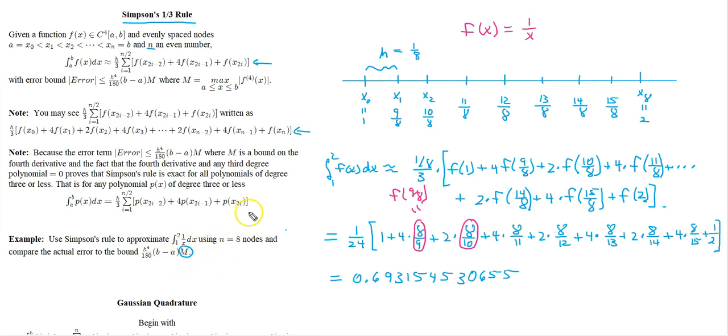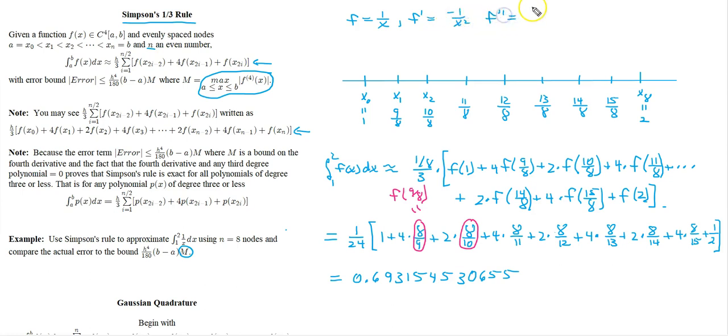So the m is supposed to be a bound on the fourth derivative of f. So we have to evaluate that fourth derivative. Well, let's just do that up here. So first derivative, of course. Second derivative. Third derivative. And fourth derivative.